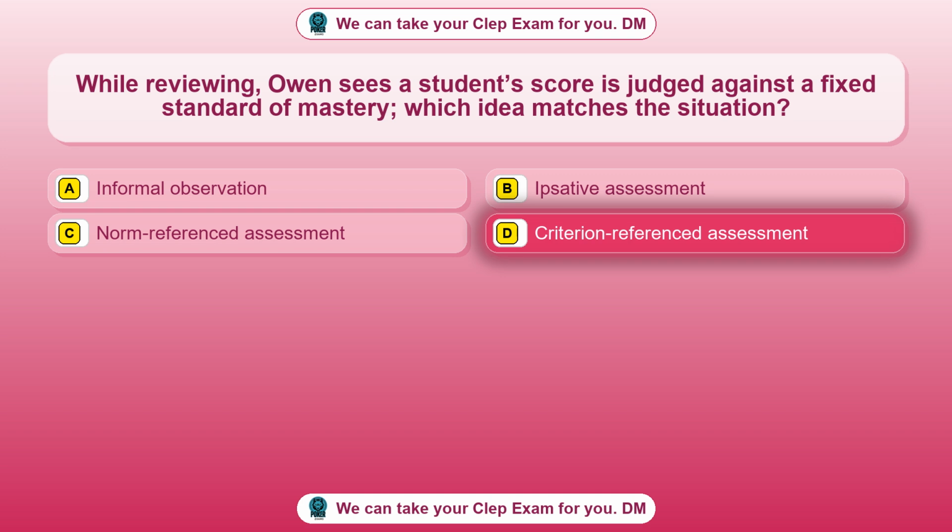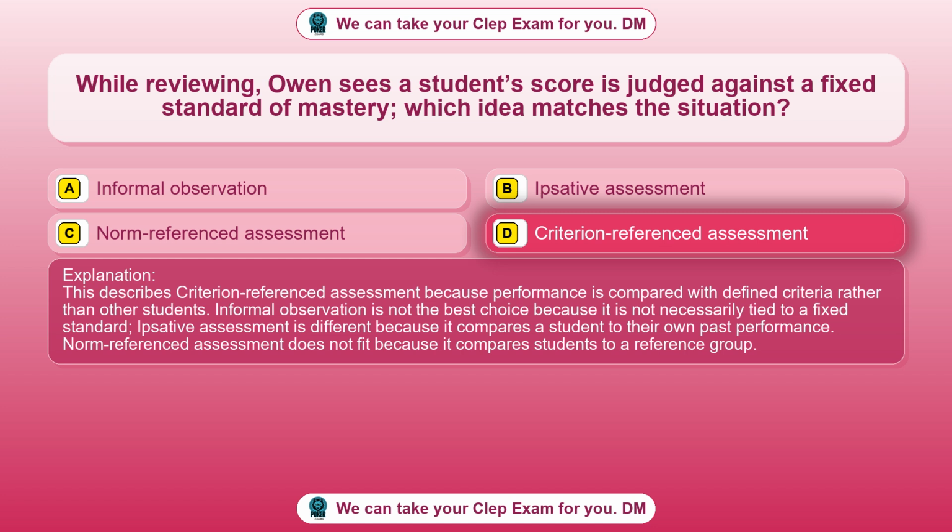criterion-referenced assessment. This describes criterion-referenced assessment because performance is compared with defined criteria rather than other students. Informal observation is not the best choice because it is not necessarily tied to a fixed standard. Ipsative assessment is different because it compares a student to their own past performance. Norm-referenced assessment does not fit because it compares students to a reference group.